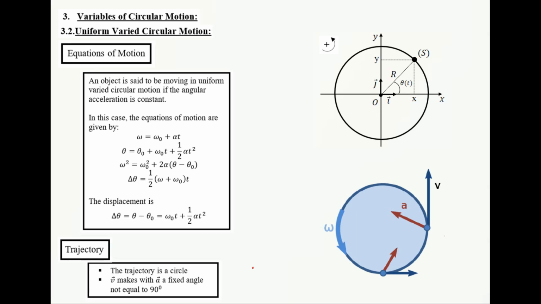Now what about section 3.2, uniform varied circular motion? The diagram is the same. An object is said to be in uniform varied circular motion if the angular acceleration, given by alpha, is constant. So here alpha is constant.